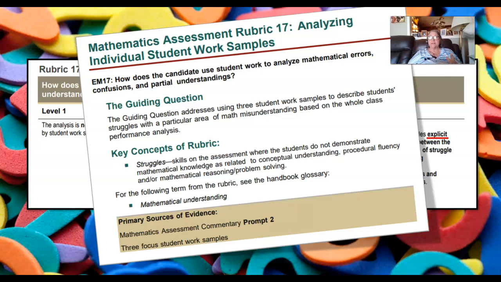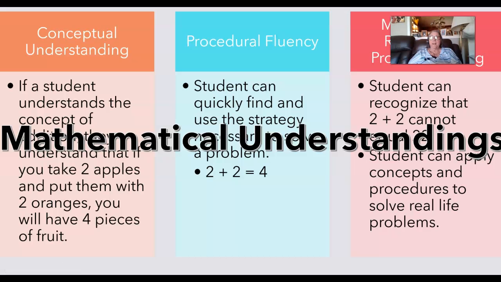Anytime you don't understand a rubric very well, you should pull out your URLP, Understanding Rubric Level Progressions. You'll see that this does explain that the guiding question is using the 3 work samples to describe the struggles in a particular area of math understanding. They define struggles, and they tell us here that the primary source of evidence is prompt 2 and the work samples themselves.